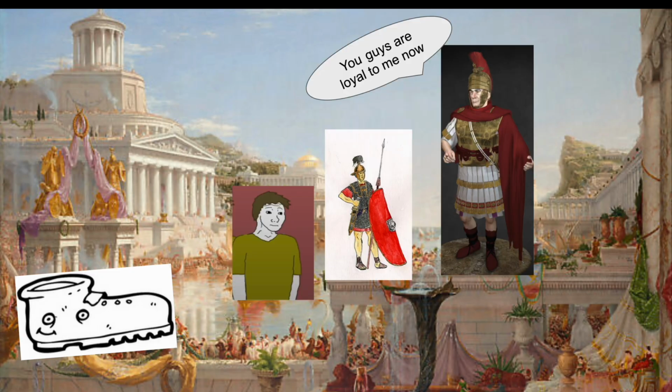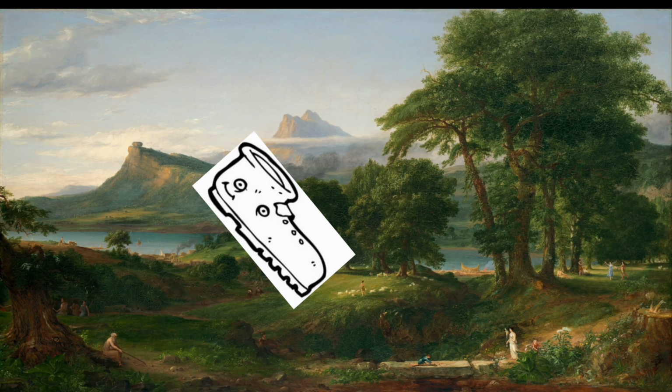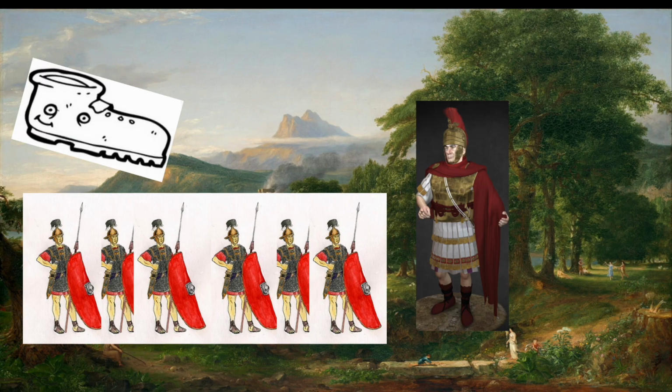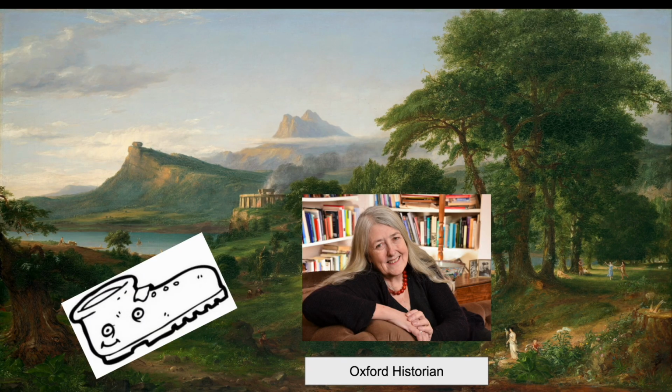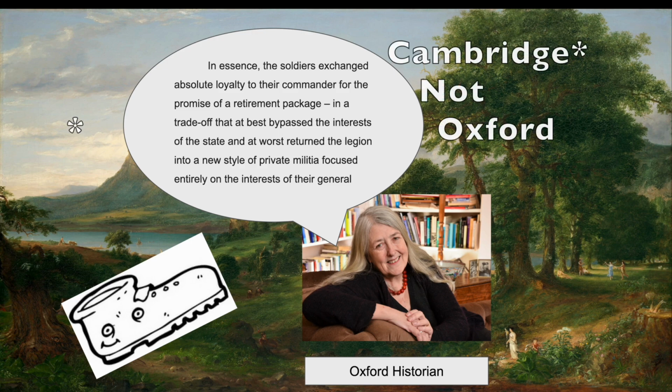The generals began directly paying their men rather than the state, and the soldiers became loyal to the generals. Do you guys see any potential issues with this for long-term stability? Suddenly, direct military power was given to any populist leader who found themselves in control of an army. Historian Mary Beard remarked that this at best bypassed the interests of the state and at worst turned the legion into a private militia focused entirely on the interests of their general.